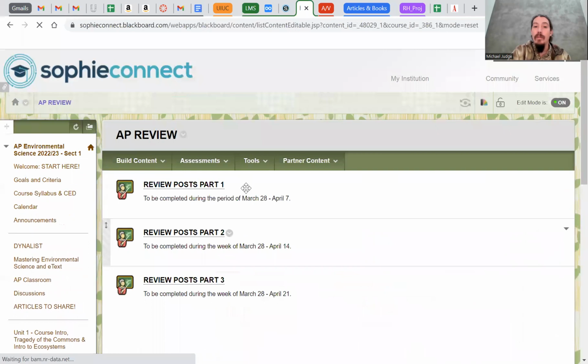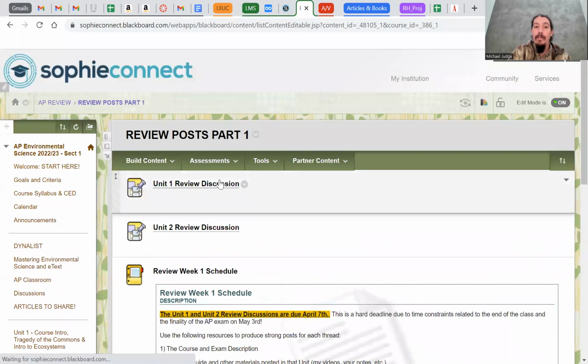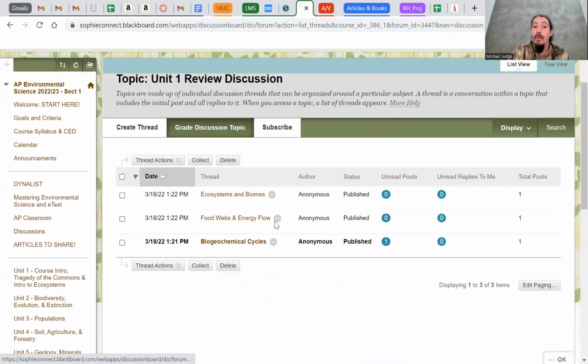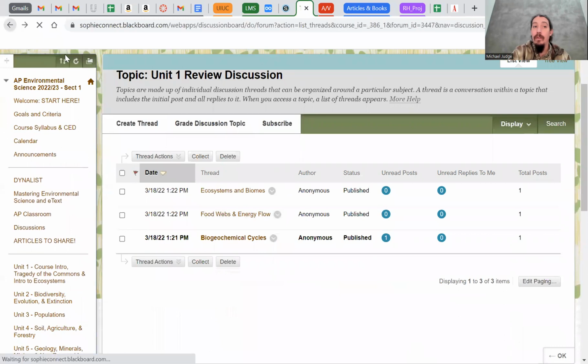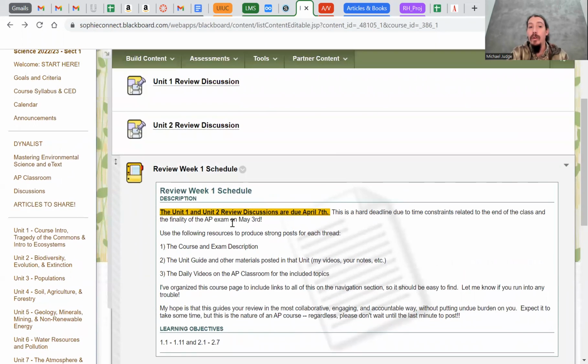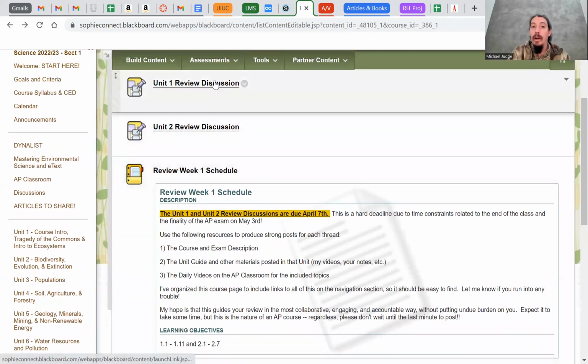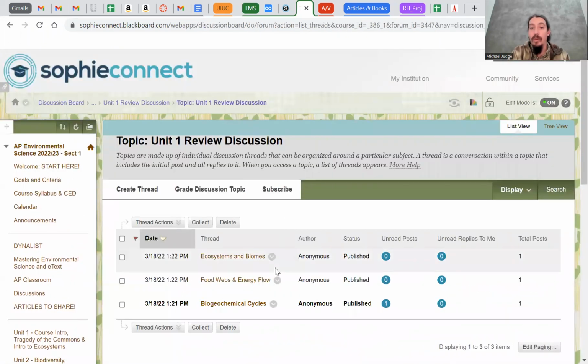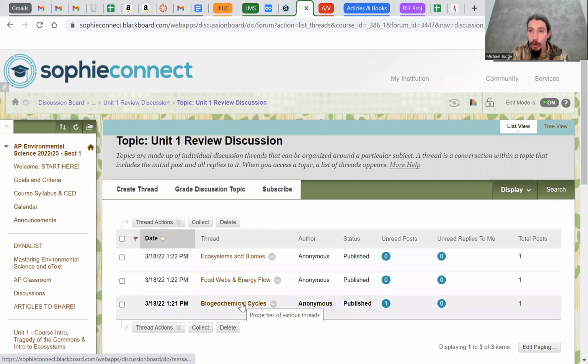If I go back over to AP Review here, you do the same thing for each of the 3 threads, okay? Note that the other thing I'm asking you to do is to please try to interact with each other as much as you can. So for the Unit 1 review discussion, I encourage you very strongly to reply to at least one other person's post.